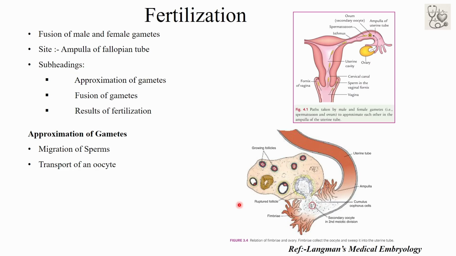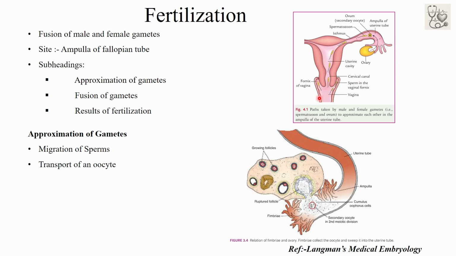While discussing fertilization, let's discuss it under the following subheadings, which include approximation of gametes, which we further deal with as migration of sperm and transfer of the oocyte. Similarly, fusion of gametes and result of fertilization. Approximation of gametes. Now, in approximation of gametes, let's discuss the migration of sperm.